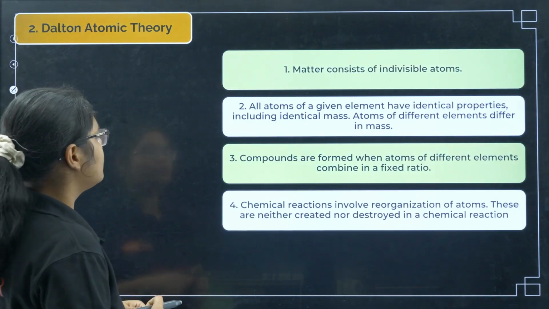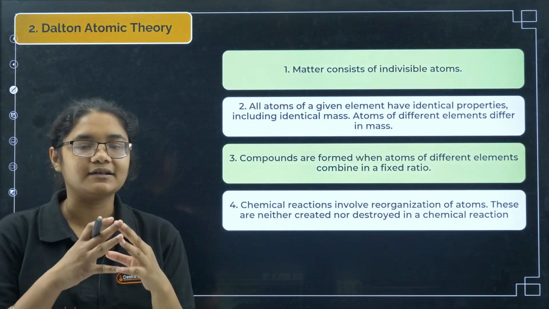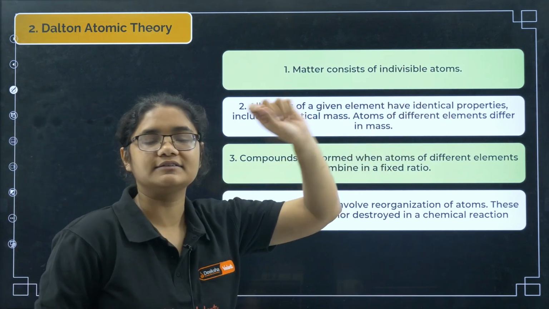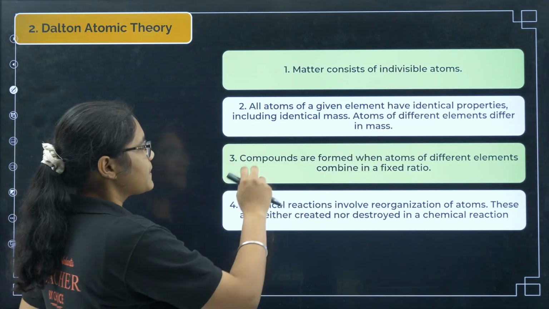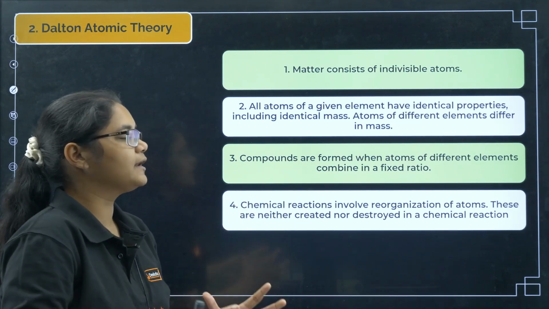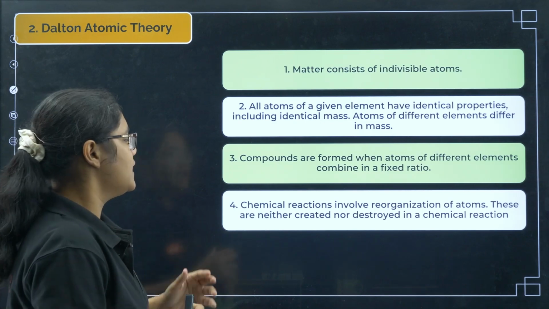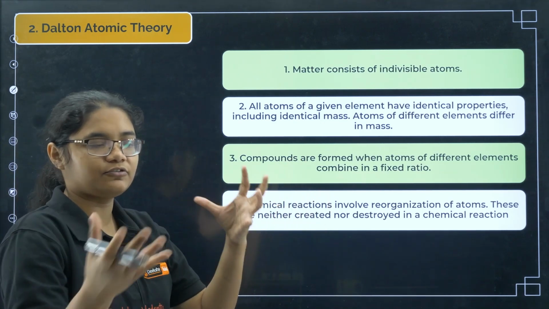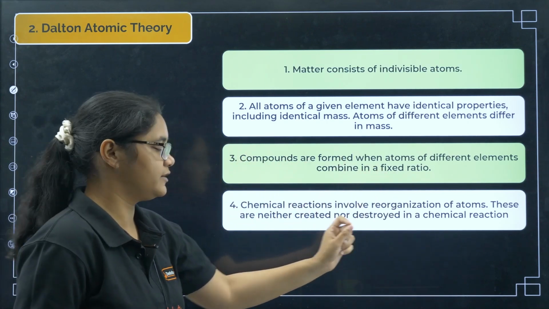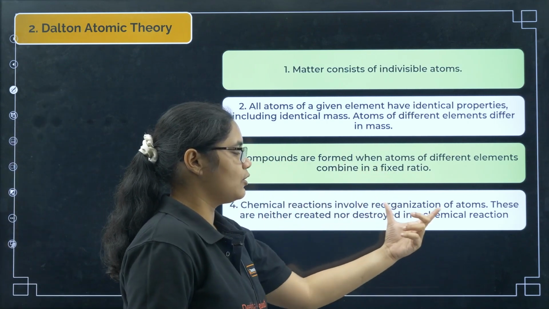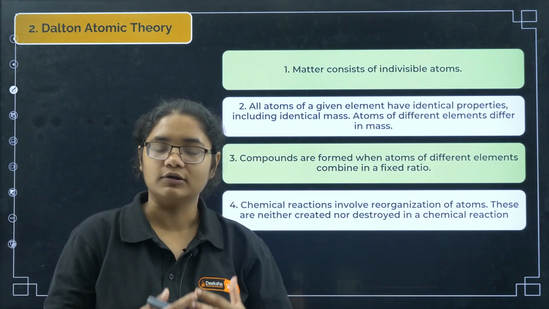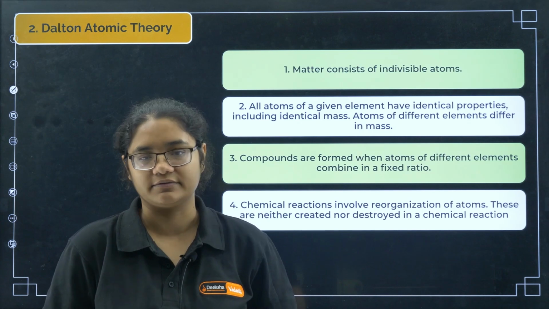Now we'll come to Dalton's theory. Dalton says that matter is made up of small, indivisible fundamental particles called atoms. Atoms of one element have identical properties including mass, and atoms of different elements have different properties. Compounds are formed when atoms of two different elements combine, and these atoms combine in a fixed ratio. Chemical reactions involve the reorganization of atoms. These are neither created nor destroyed in a chemical reaction. So Dalton also agreed with the law of conservation of mass.